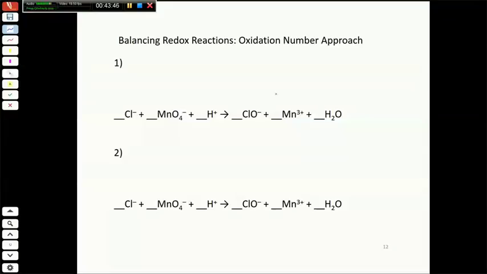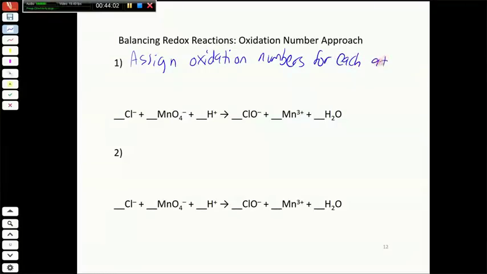The first step in this is to assign the oxidation numbers for each atom. We have to get good at assigning oxidation numbers because that's an indispensable part of this process. So if we have this reaction here, Cl minus plus permanganate plus acid, H plus, going to ClO minus, manganese 3 plus, and water, the first thing we have to figure out is what are all the oxidation numbers for every element in this reaction.